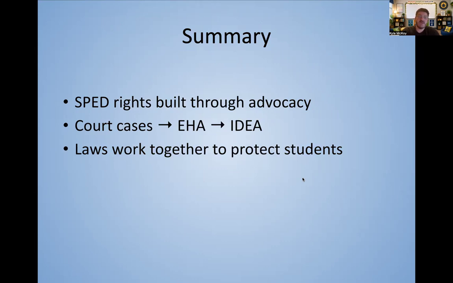So, in summary, special education rights were built through advocacy over the years. It went from court cases initially to the EHA, which then turned into the IDEA, and it shows that laws work together to protect the students.